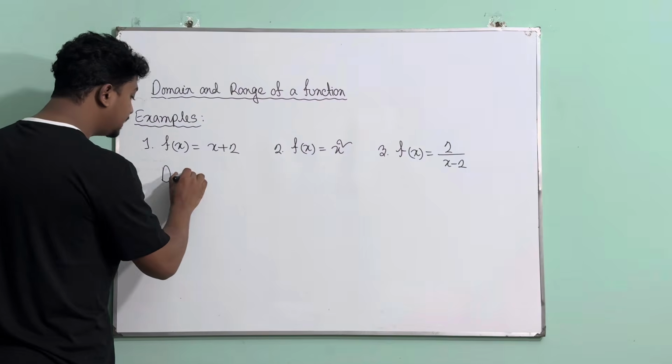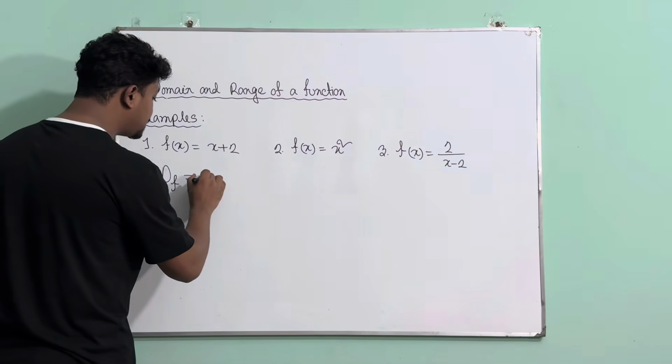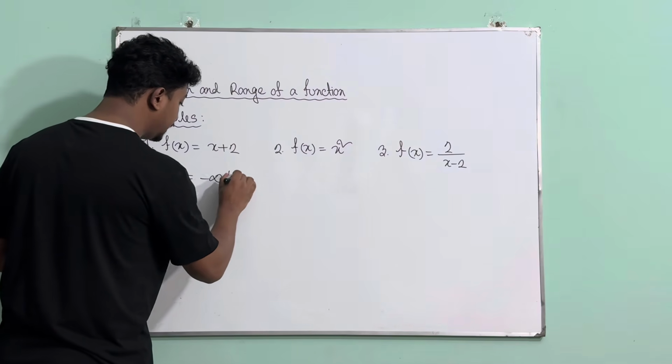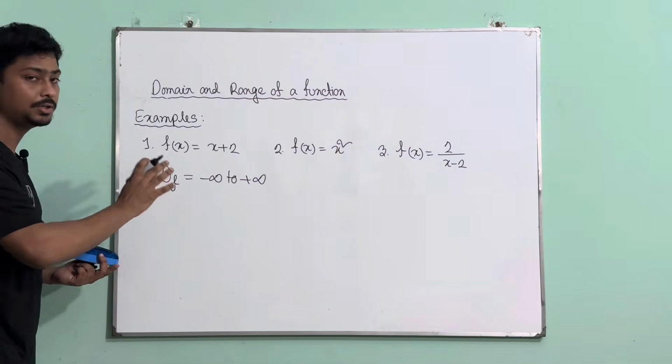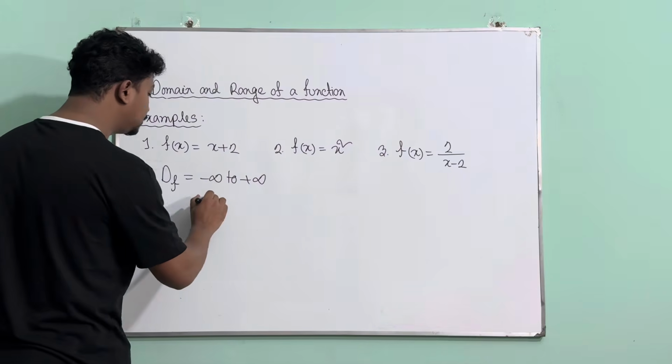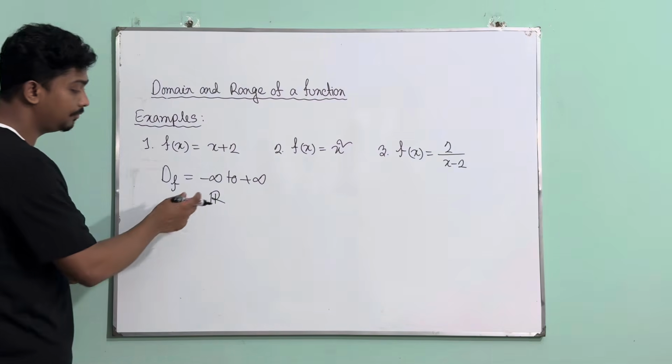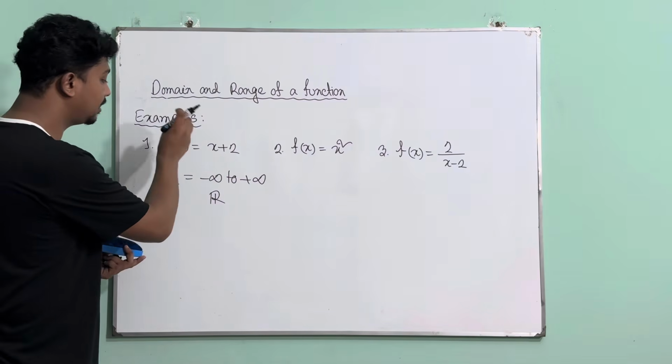Okay, so D of f equals any number from negative infinity to positive infinity. That means we can put all the numbers logically here and we are going to get logical values. This can also be written with the real number symbol. That means we can put any real number in there.